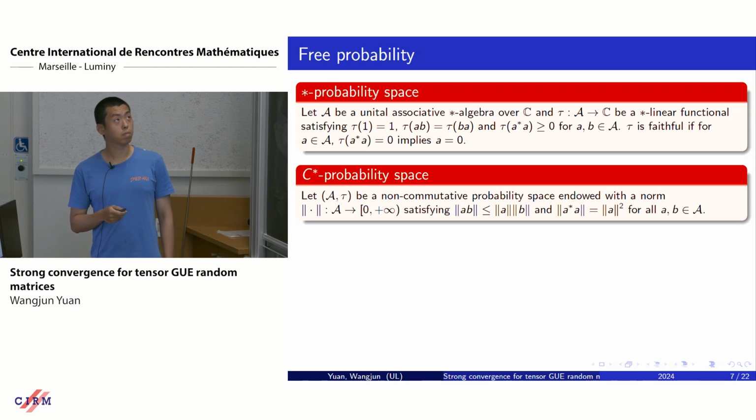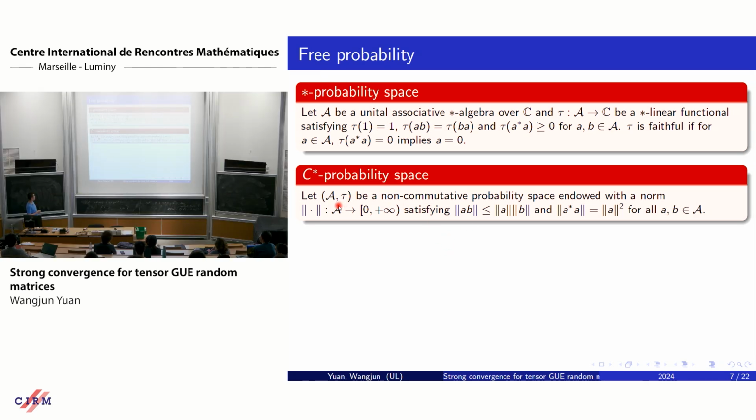Now a C star probability space is the following. We still have a unital associative star algebra and a tau which is a star linear functional, sometimes known as a trace. Besides, the space is equipped with a norm. The norm is a function which maps elements in A to a non-negative real number, and it satisfies two conditions. The first one is that the norm of the product is less than or equal to the product of the norms. The second one is that the norm of A star A is the same as the square of the norm of A, for every A and B in the algebra.